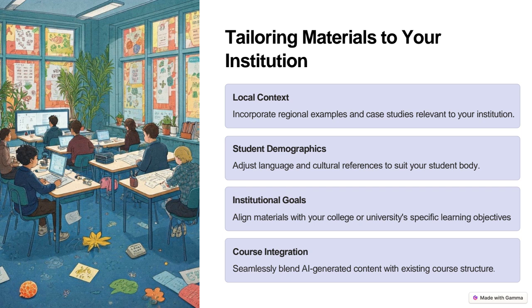So when we look at tailoring materials to your institution, there are a number of factors that we need to keep in mind. The first is local context. Incorporate local or regional examples and case studies relevant to your institution. Student demographics. Adjust the language and cultural references to suit your student cohort. Institutional goals. Align the materials with the university's specific learning objectives. And course integration. Seamlessly blending AI-generated content with existing course structure.